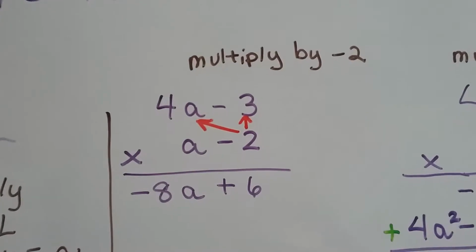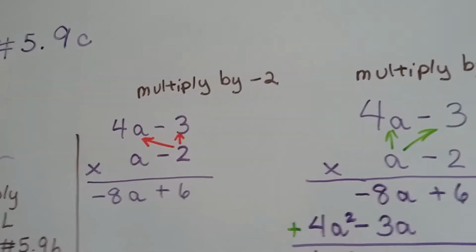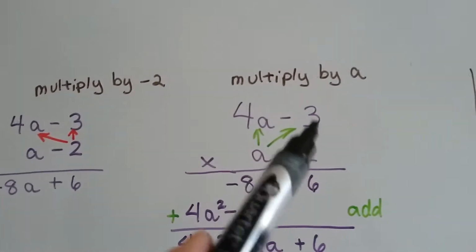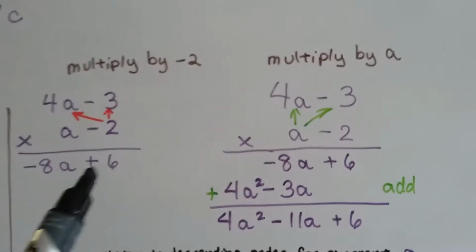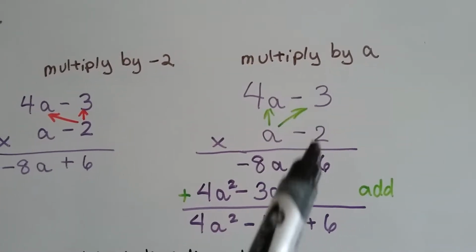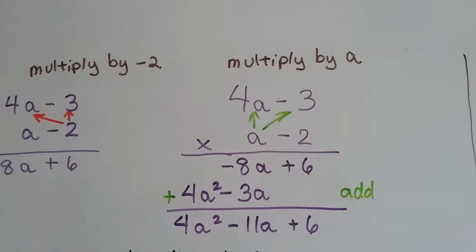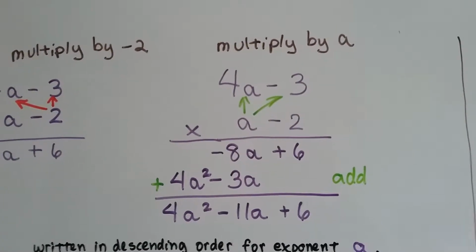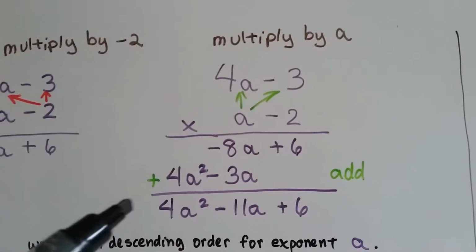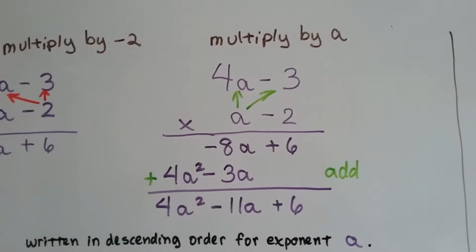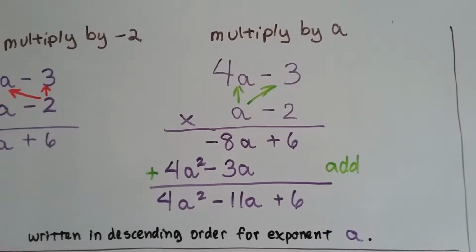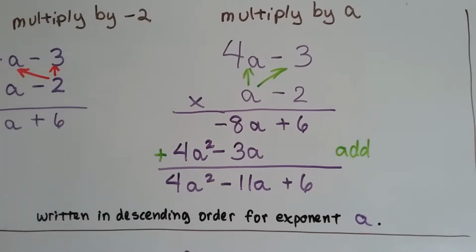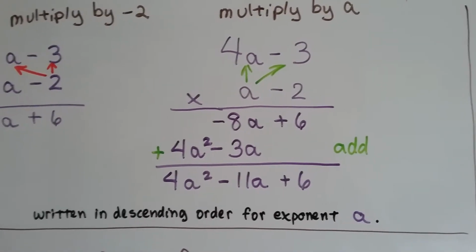Now we need to multiply by this a. See? It's sort of like we did the ones place. Now we need to do the tens place. See? So we had negative 8a plus 6 from doing this part. So now a times a negative 3 is negative 3a. See? And a times 4a is 4a squared. We have two of them, so we're going to add them because that's the product rule, right? We add the exponents. So now we've got 4a squared minus 11a plus 6.